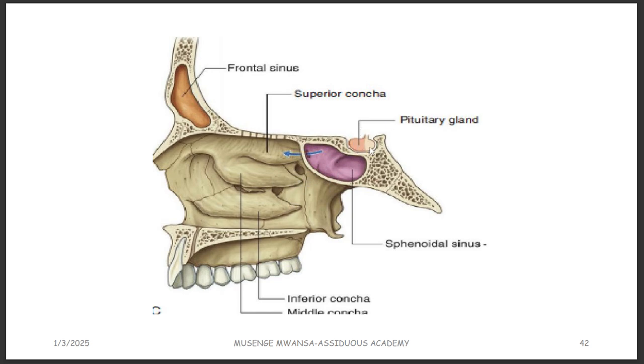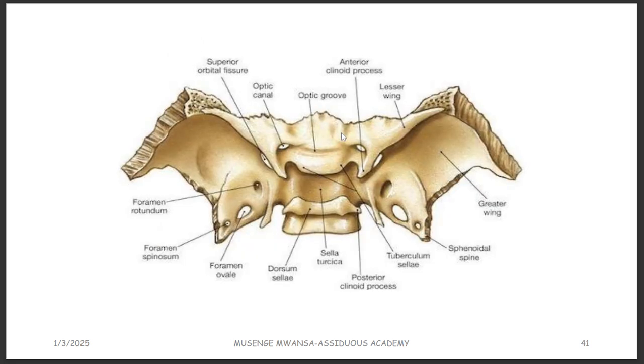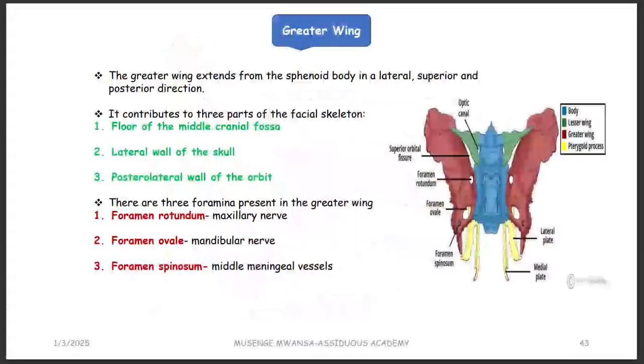Can you see the pituitary gland resting in the hypophyseal fossa, part of the sella turcica? Behind here we have got the dorsum sellae, okay, and then in front, that is where we have got this tuberculum sellae. The greater wing, as we said, has got three foramina: foramen rotundum, foramen ovale, foramen spinosum.